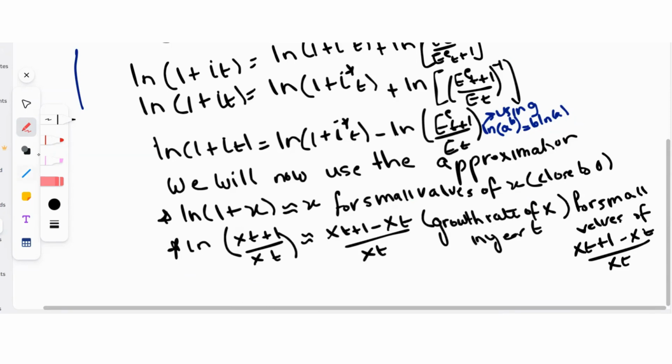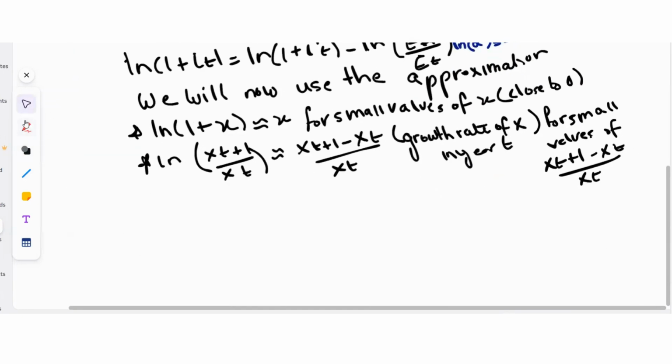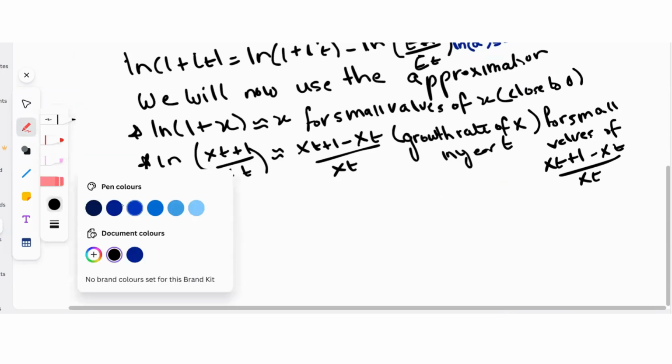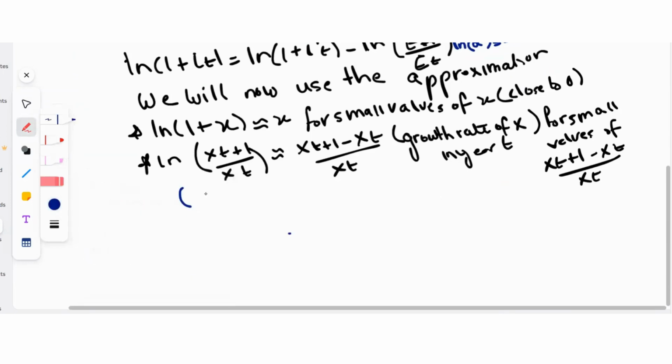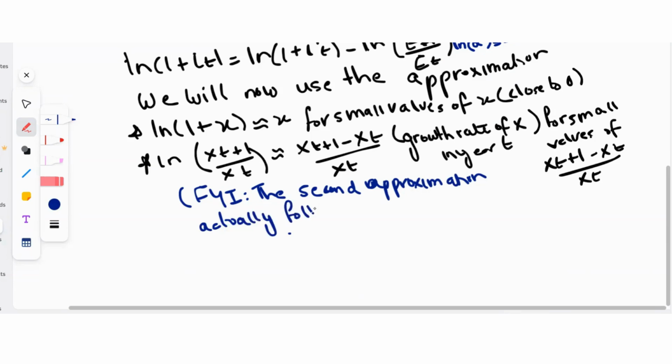Now, actually, if you notice, the second approximation actually comes from the first. This is just FYI, just for information, that the second approximation actually follows from the first. It's not something new, it's just an implication of the first approximation.